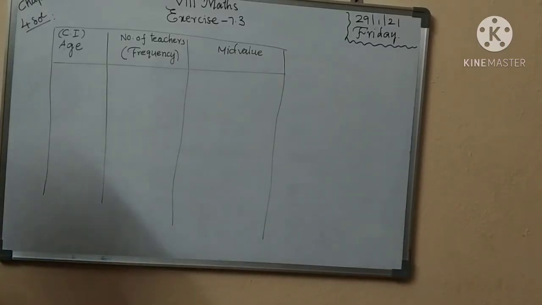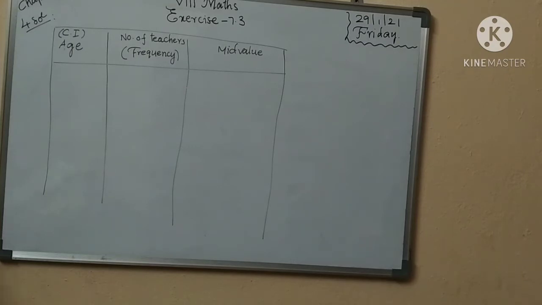Next children, fourth question. All of you look at the textbook. Fourth one. Ages of 60 teachers in primary schools of a mandal are given in the following frequency distribution table. Construct the frequency polygon and frequency curve for the data without using histogram. So listen carefully, children. Given the frequency distribution table, construct the frequency polygon and frequency curve for the data without using histogram. So in this problem also, two types of graphs we can draw.